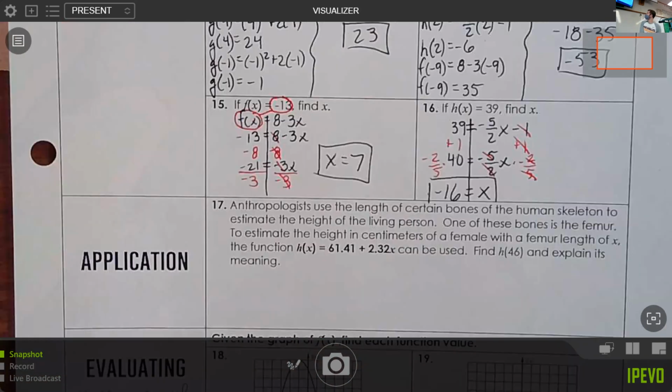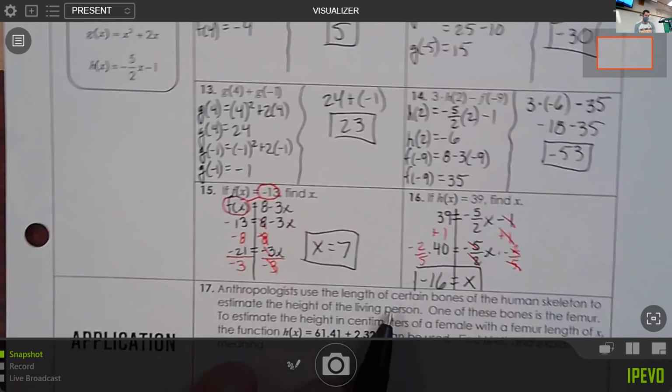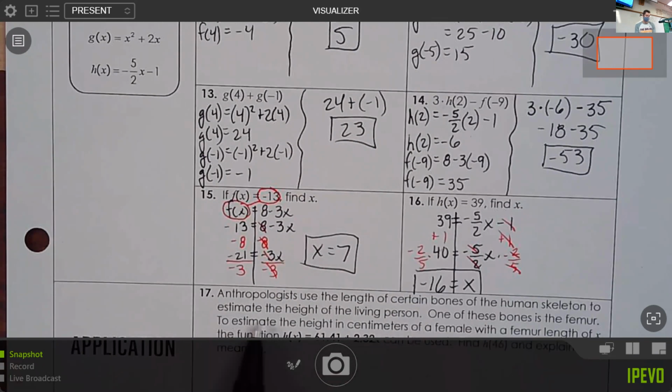So number 17, it says anthropologists use the length of certain bones of the human skeleton to estimate the height of the living person. So basically, an anthropologist is somebody who studies ancient civilizations. Sometimes they do archaeology work and they dig up bones of people. And if they find certain bones of people who lived a really long time ago, but they don't find the entire skeleton, they're like, all right, here's the bone. In a normal person, if the bone is this length, then we can approximate the overall height of the person because generally speaking, proportions between different people are pretty similar.